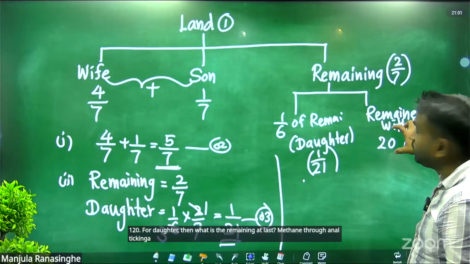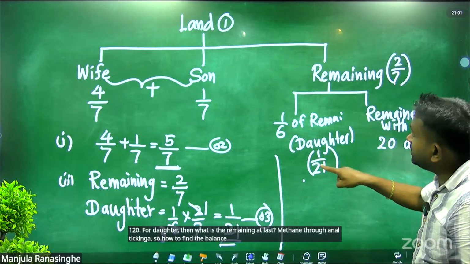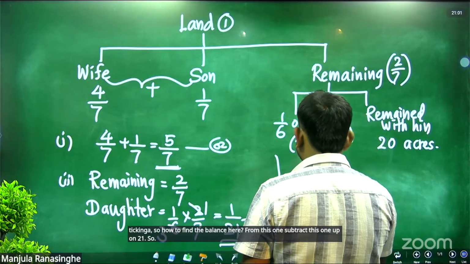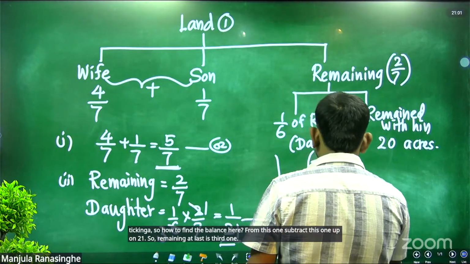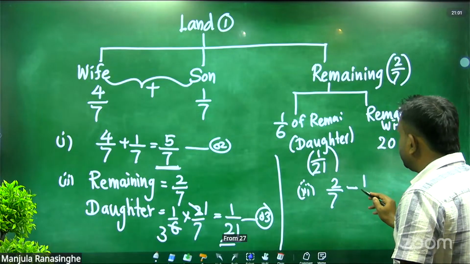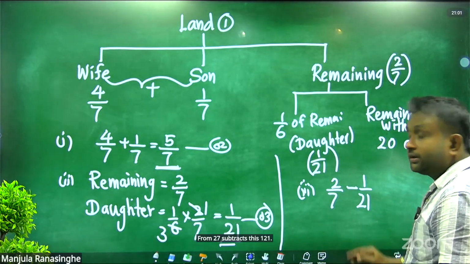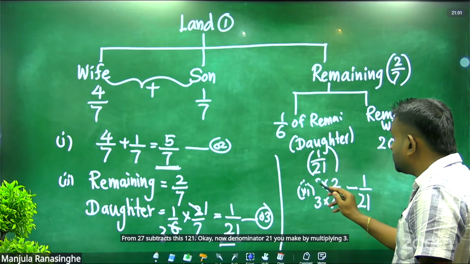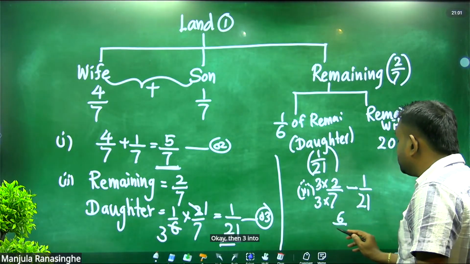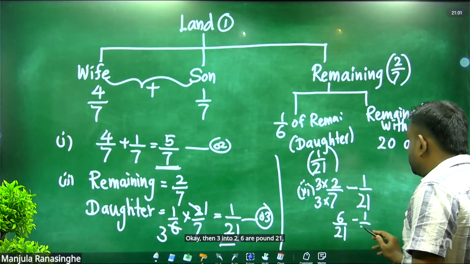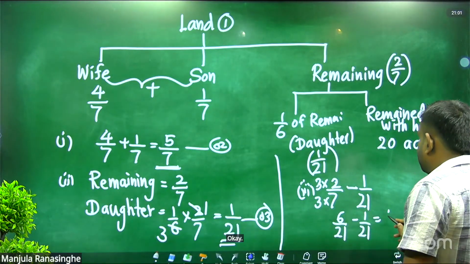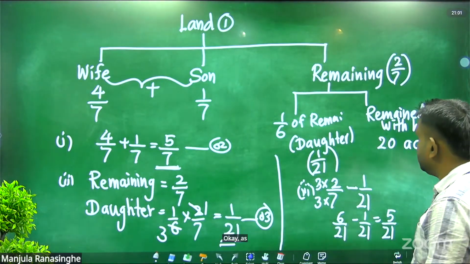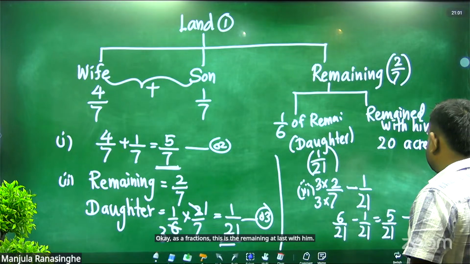So how to find the balance here? From this one subtract this 1 upon 21. So the remaining at last is: from 2/7 subtract this 1/21. Now make the denominator 21 by multiplying by 3. Then 3 into 2, 6 upon 21. Subtract 1 upon 21. Then 6 subtract 1 is 5 upon 21. As a fraction, this is what remains at last with him. So 2 marks.